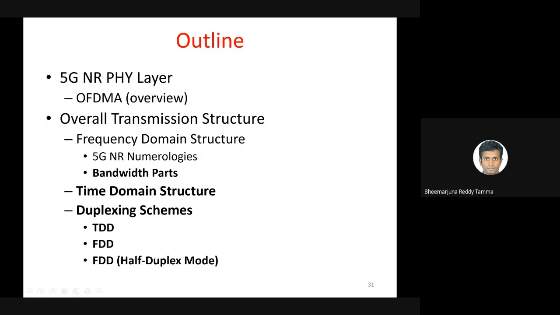Okay, students. So what we do today is we complete the rest of the topic where we look at the bandwidth part to start with. And then we look at the time domain structure of 5G. Then we look at three duplexing schemes and how they differ from each other. Then we look at how, especially in TDD, things become more complex and also interesting in being able to support various kinds of scheduling decisions in both the downlink and uplink.